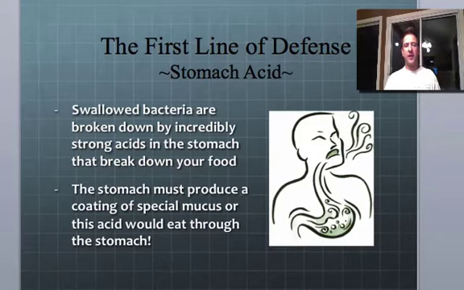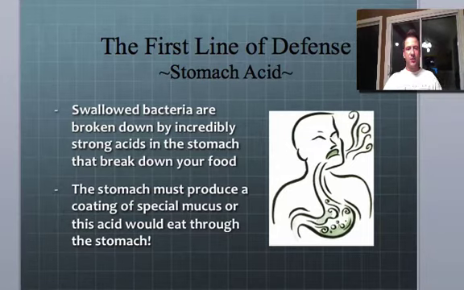We also have stomach acid. When we swallow things, the stomach acid sits in our stomach, and that's how we digest food, right? We chew it, it goes down our esophagus, and then turns into a paste as it churns in our stomach. But if we swallow the bacteria, they're broken down by extremely strong acids in our stomach. And why do we get heartburn?